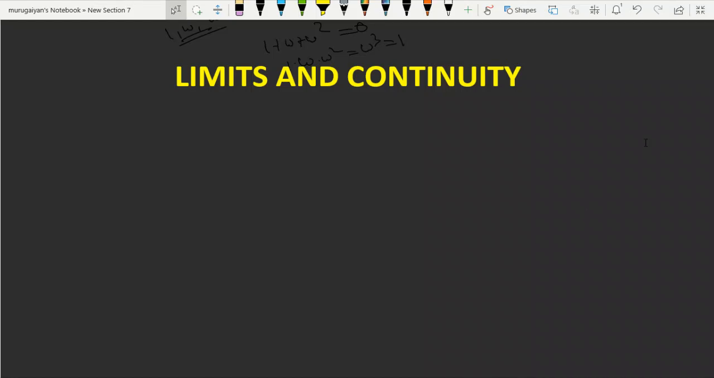Today we will start the fundamentals and all level problems related to the topic limits and continuity. This is the most important topic to learn calculus. We have to give more importance to learning limits and continuity. Let us concentrate on some fundamental concepts.